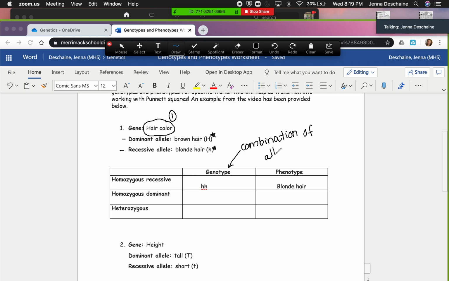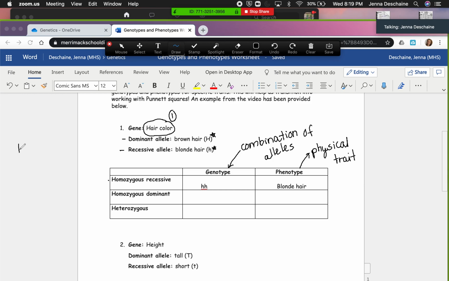And for the phenotype, I'm asking you for the physical trait, which is a phenotype is a physical expression of a genotype. Okay? And then these are terms that we've also been using before, or that you were introduced to on Monday. So remember, this term homozygous means that you have two of the same allele.